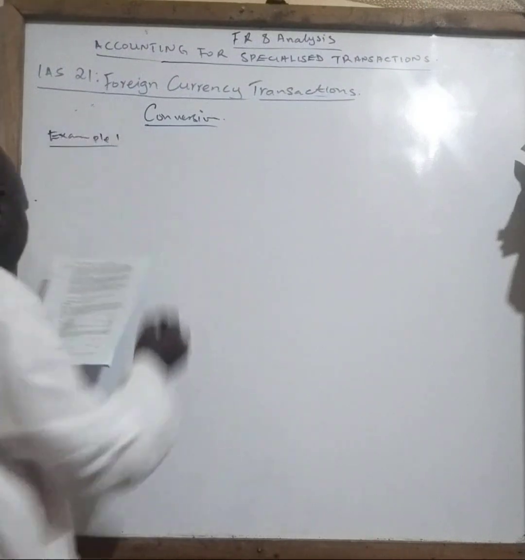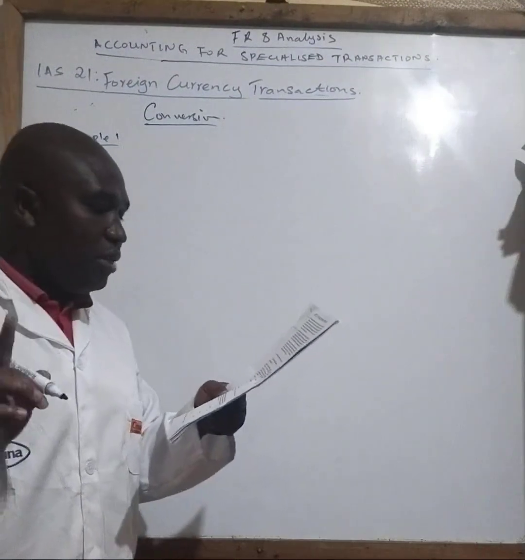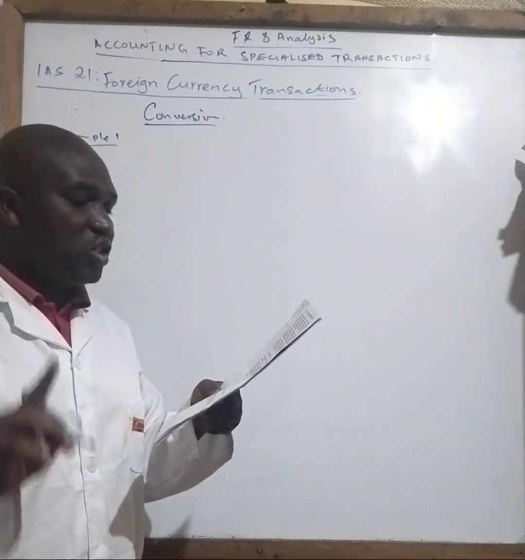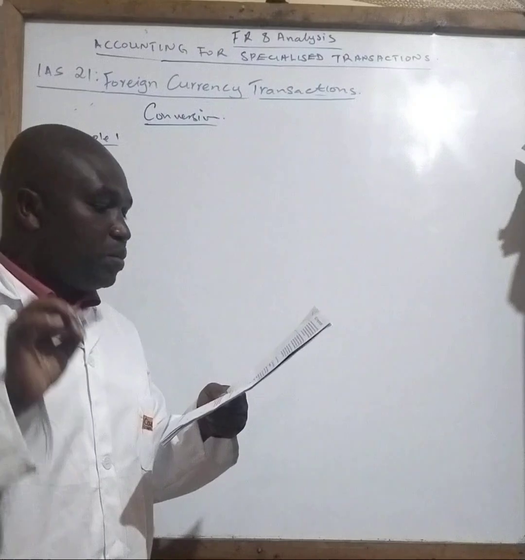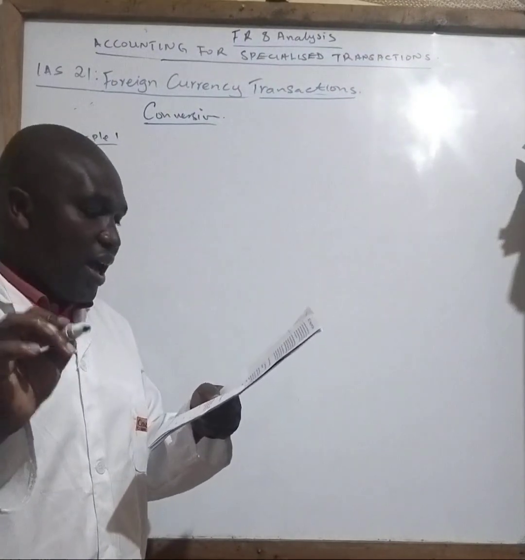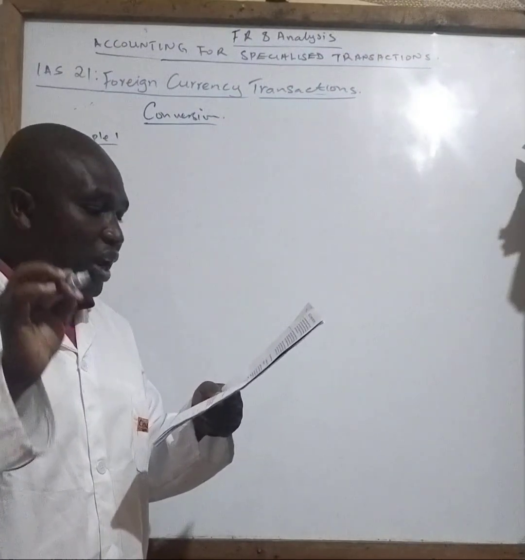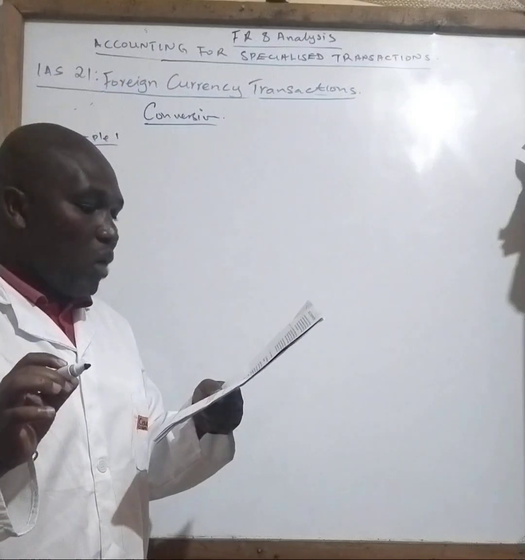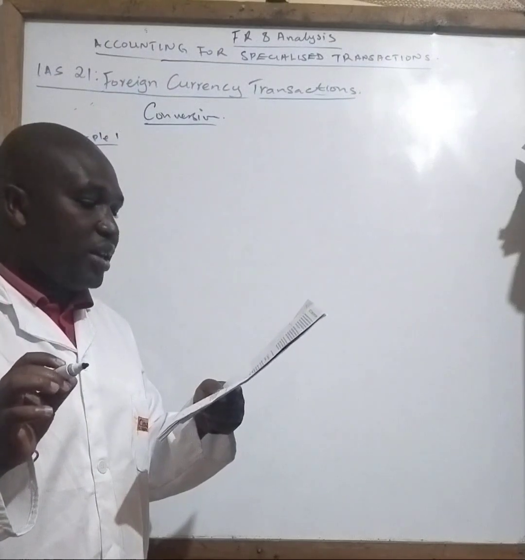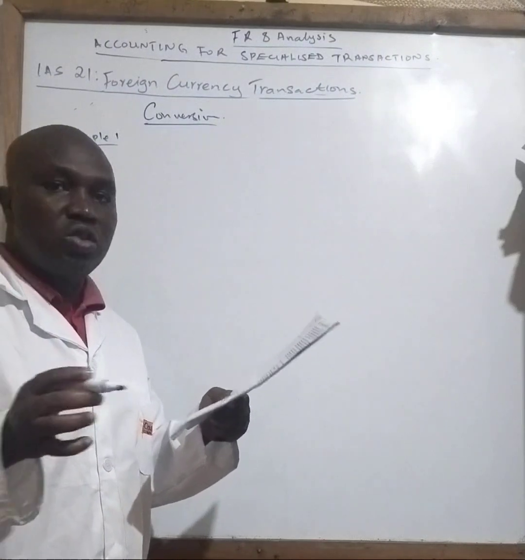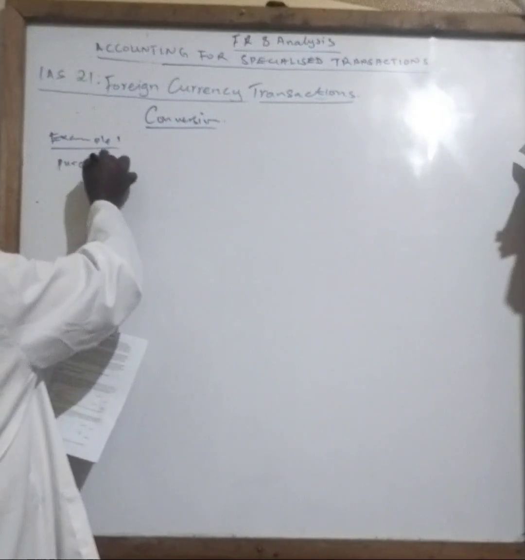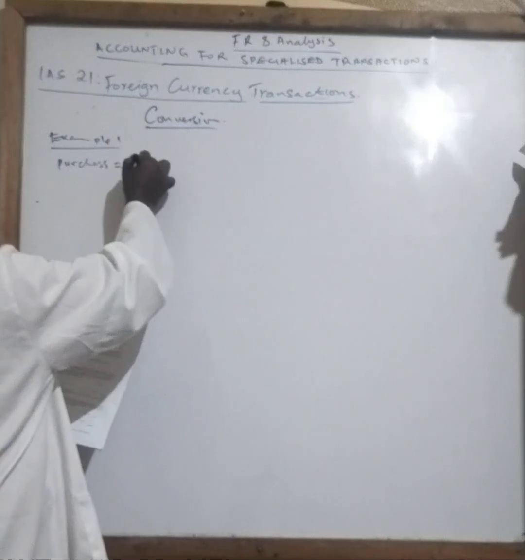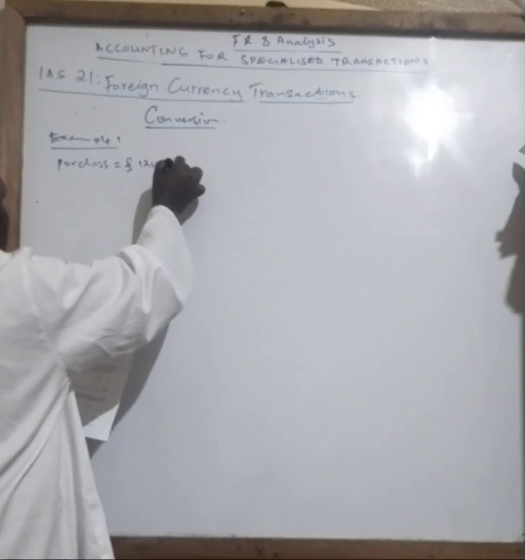Example 1. Suppose a local company buys a large consignment of goods from a supplier in Germany. The order is placed on 1st of May and the agreed price is 124,250. This is now goods, we call it purchases. How much? Pounds 124,250.